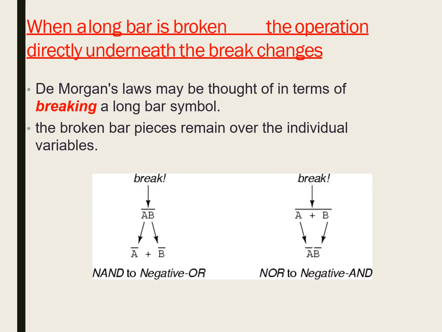When a long bar is broken, the operation directly underneath the break changes. De Morgan's law may be thought of in terms of breaking a long bar symbol. The broken bar pieces remain over the individual variables, and here we can see that (AB) bar is broken as A bar or B bar, and (A plus B) the whole bar is broken as A bar and B bar.